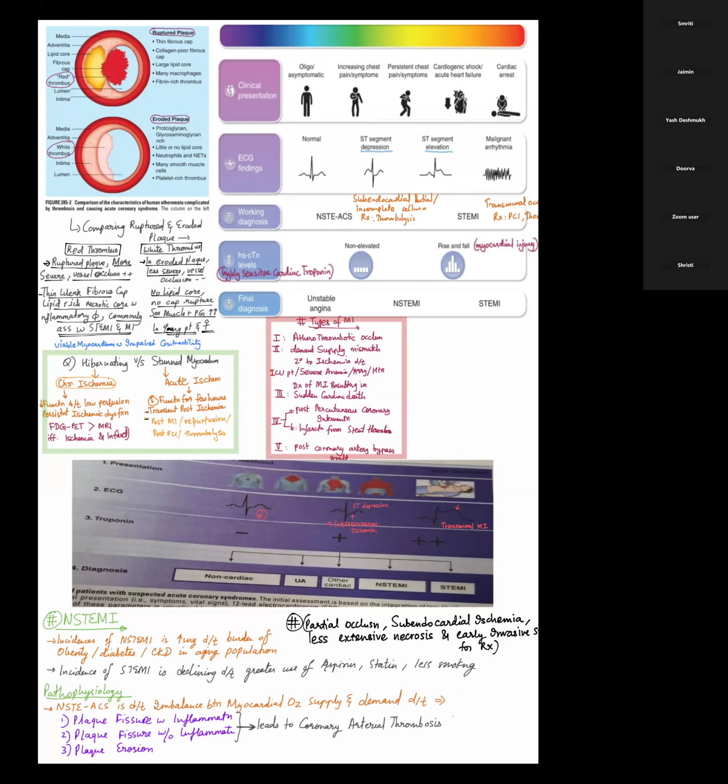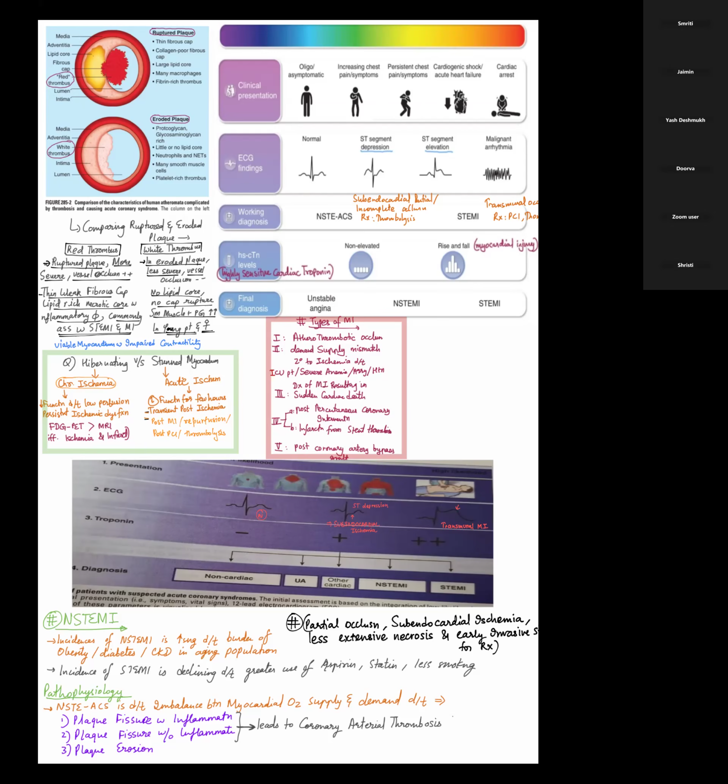Okay, because CKMB is not specific, it is also present in the muscle. So even in muscle injury your CKMB will rise. So you are not very sure whether it is a cardiac injury or a muscle injury. So troponin is very specific and it rises pretty early also.